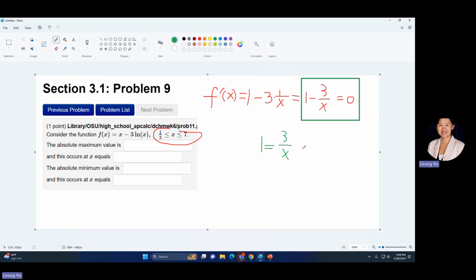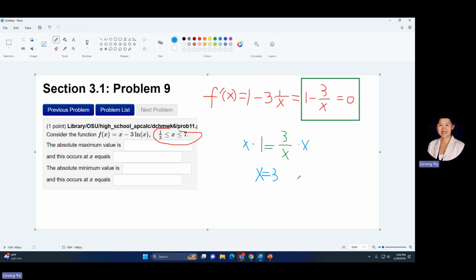The reason I want to do this is because there are 2 terms on the left. If you move one term to the other side, you have 1 term on the left, 1 term on the right. It's easier to work with this equation that way. The right side is a division. When you have division, you might want to multiply both sides of the equation by the denominator just to get rid of the division. So we multiply x here, multiply x there. Then x will be canceled. We have x equals 3. That means the critical point is when x equals 3.